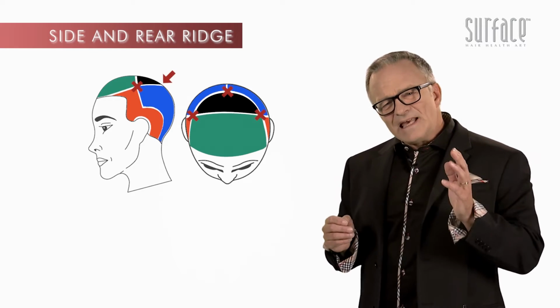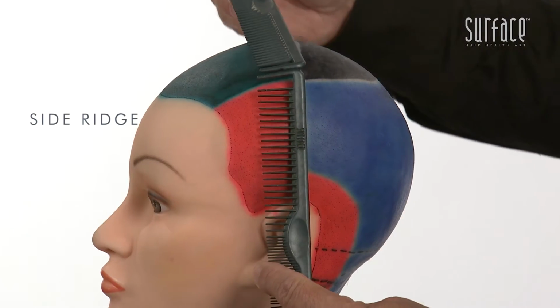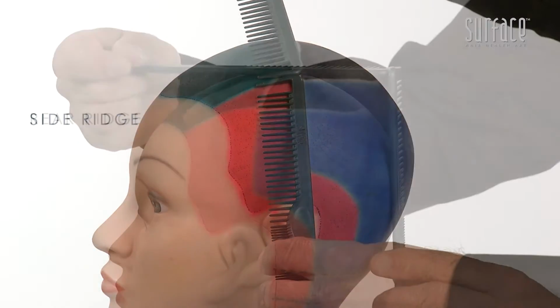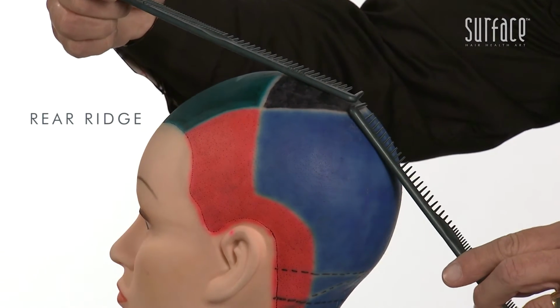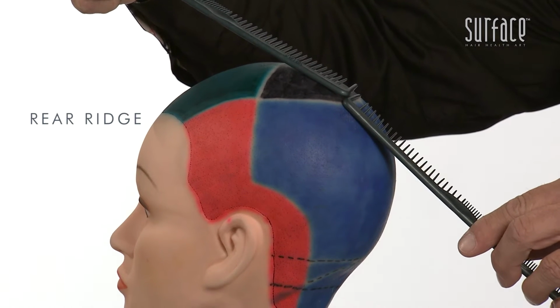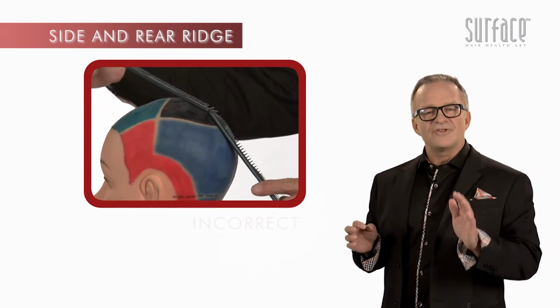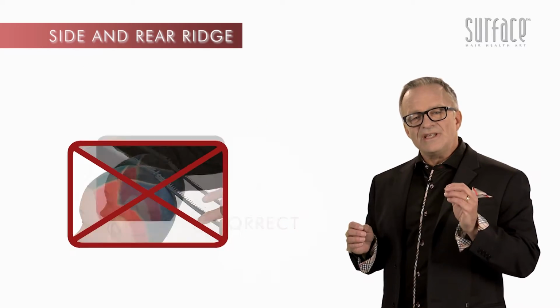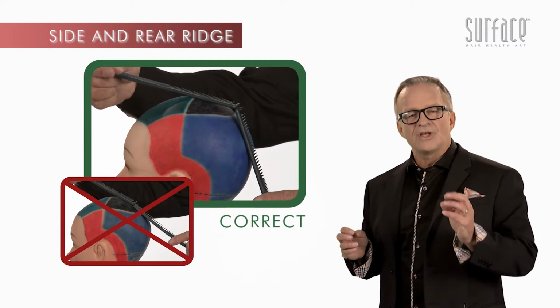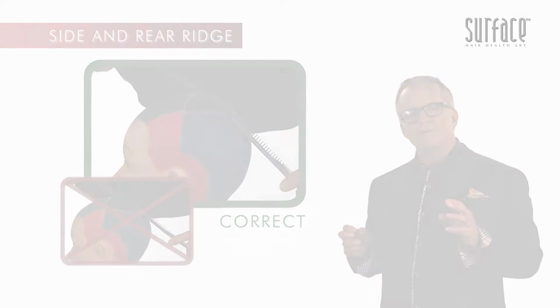The side and rear ridge will be the points where the top, sides, and back will merge. Identify these by placing a comb flat on top of the head and one on the side and the back. Where the ends meet and then collapse to the head is the ridge. Please note where Surface identifies the rear ridge. When using this as the turning point for layers, you will create a much fuller crown.